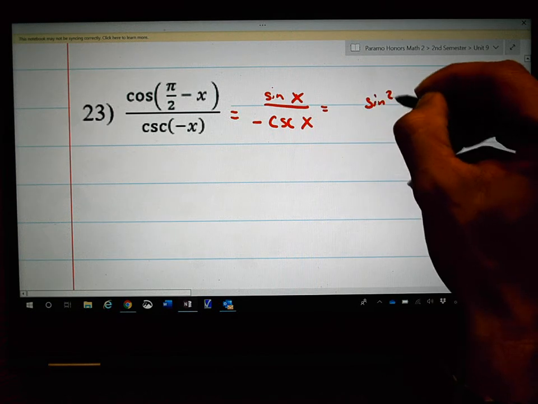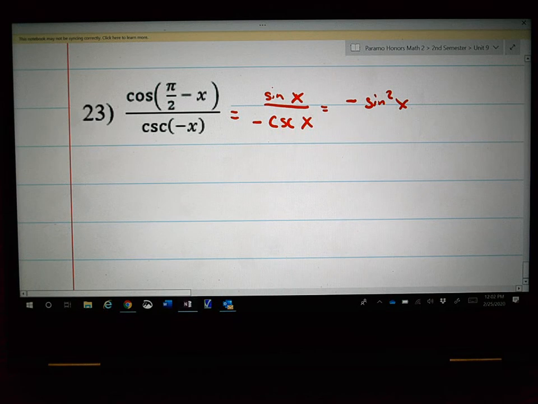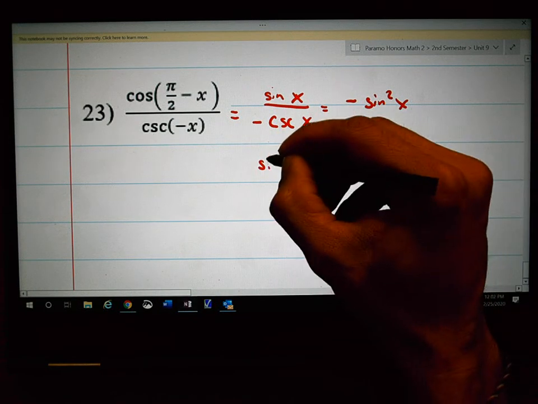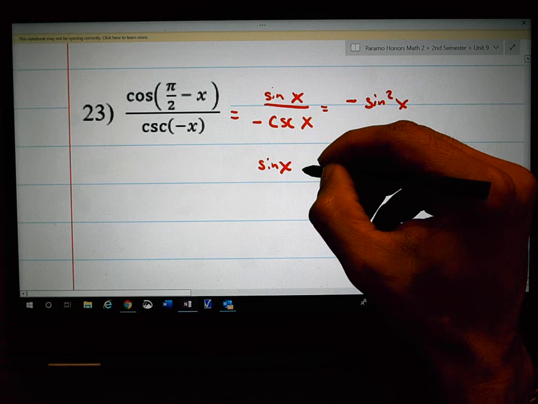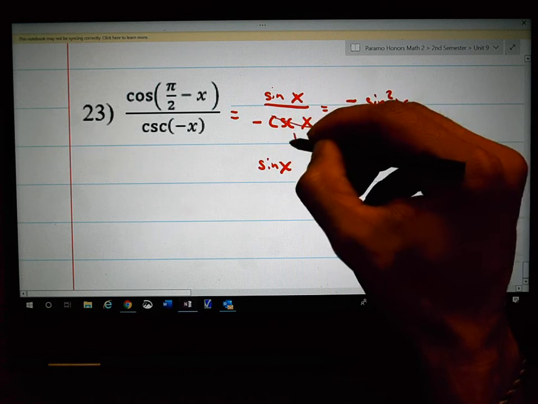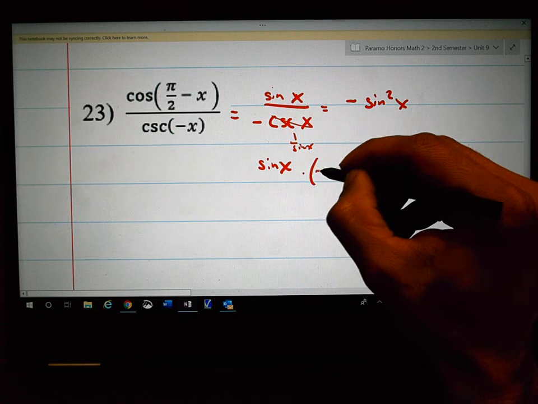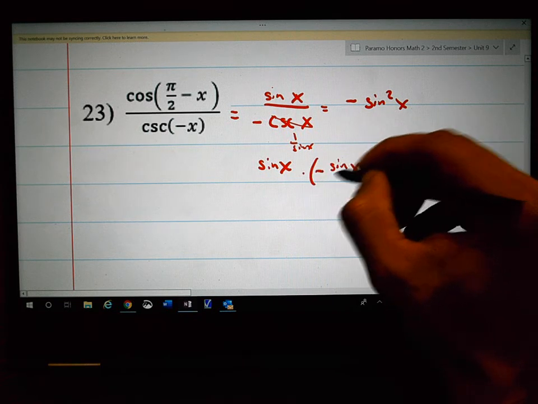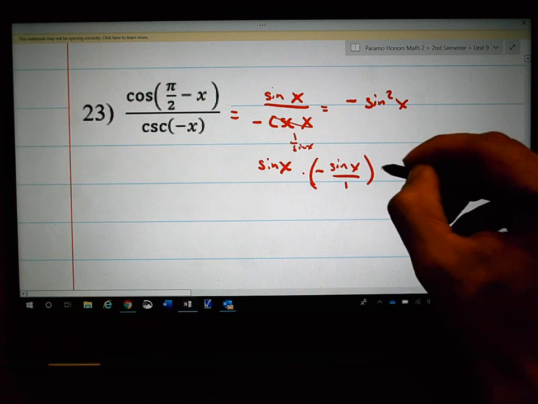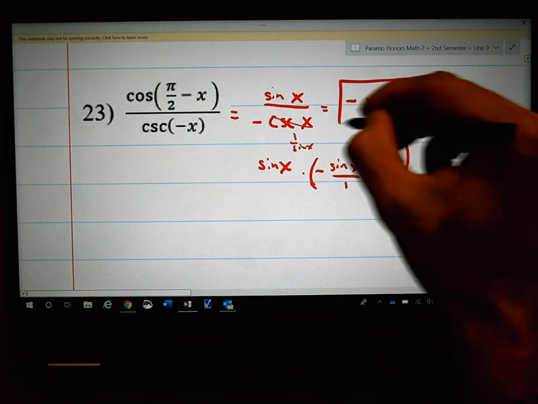Well, let me show my work. Instead of this, I'm going to change this to 1 over sine of x. I'm multiplying by the reciprocal, which is negative sine squared of x.